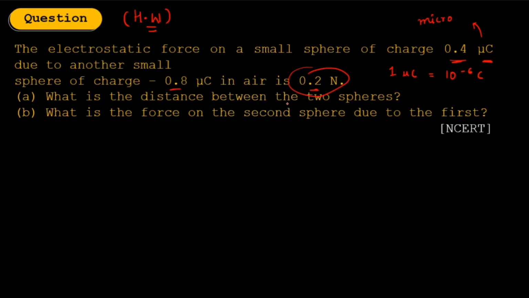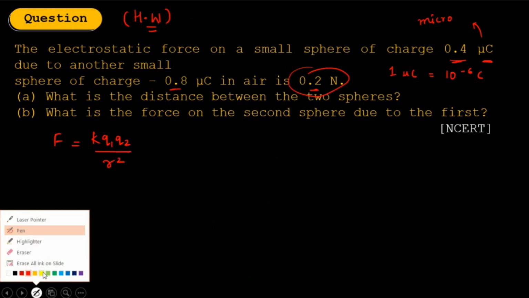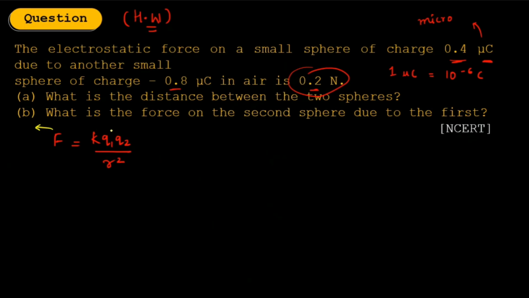The question asks what is the distance between the two spheres. Again, you will apply the formula k Q1 Q2 by R square. As far as this formula is concerned, you are given F, Q1 and Q2, and you also know the value of k, so this can be easily found out. In the second part, it asks what is the force on the second sphere due to the first one. Whatever force is given in the first case, that is 0.2, is going to be the answer to this particular part. You can try it out later, and here you only have to find R. Understood?